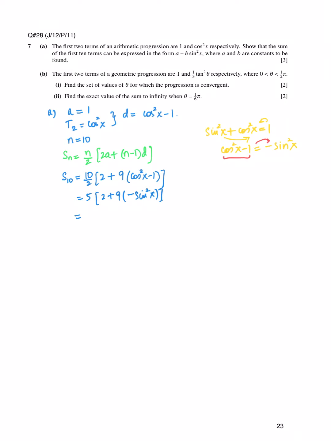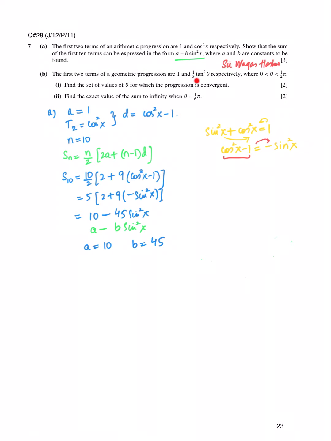Alright, now we need to multiply. 5 2s are 10, minus 5 9s are 45 sine square x. If you compare it with the given form, that is a minus b sine square x, we can find the value of a, that is equal to 10, and b is equal to 45. That is your answer.